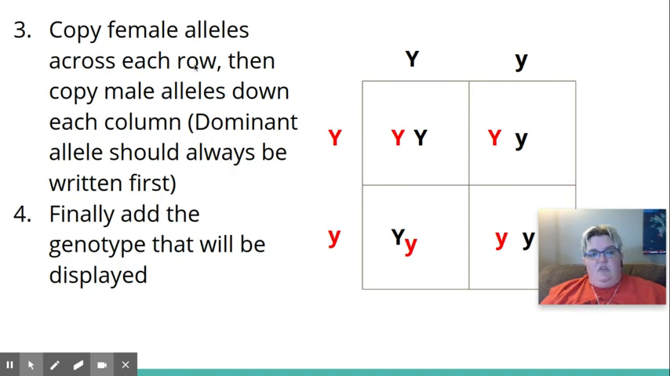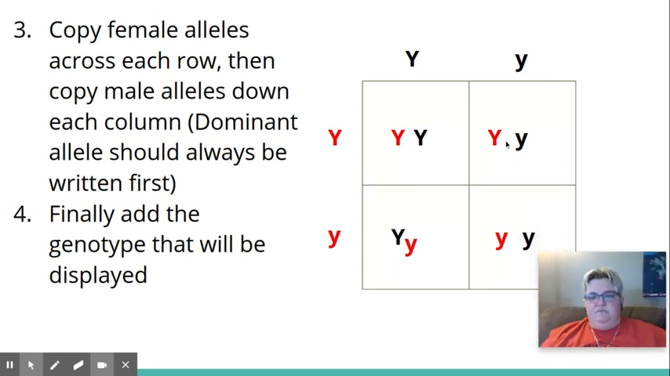Then, step 3, you're going to copy the female alleles across each row, and then copy the male alleles down each column. Dominant allele should always be written first. So what that means is I'm going to take this Y right here, and I'm going to drop it to both of the columns or both of the boxes below it. Okay, so that big Y goes in both of them. And then this little y is going to go in both of these. Then you do the same thing for the female. The big Y for the female here goes across to both boxes, and this little y goes across to both boxes here.